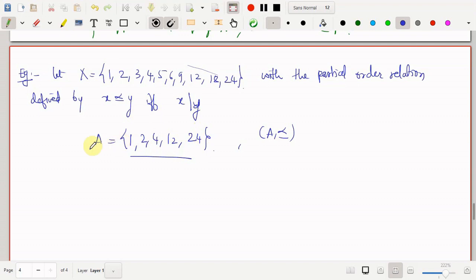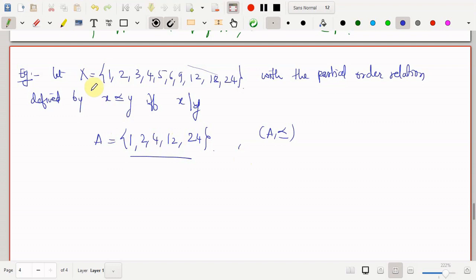Now the question is, if I collect any two members from this A, are they going to have a relation? Suppose I choose x, y from A, will x be related to y or y be related to x? That is, will x divides y or y divides x hold? So that is trivially true. You can just look at this set.